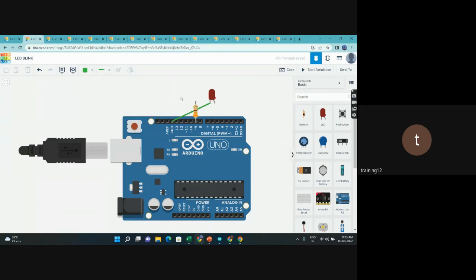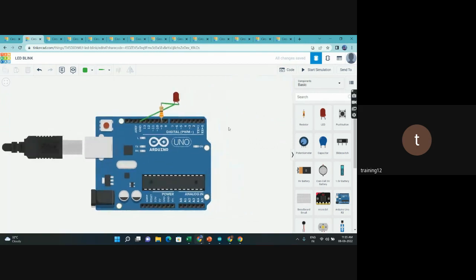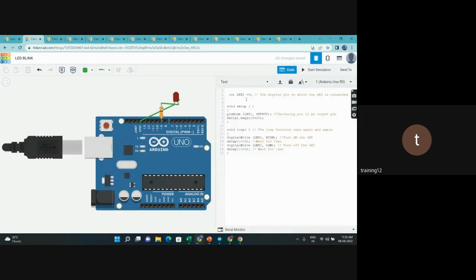Then the positive portion of the LED is connected to the resistor. Then the resistor's other terminal is connected to pin 9. So this is the total first experiment. Then the code here. You have to write the code in the code portion or text portion. So you have to select the text option here. Then you have to write the program.